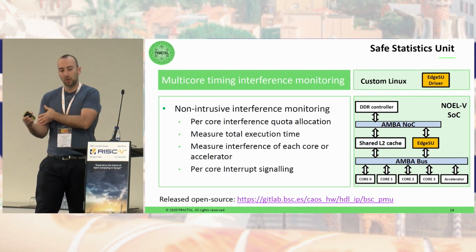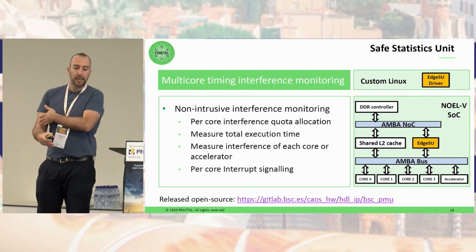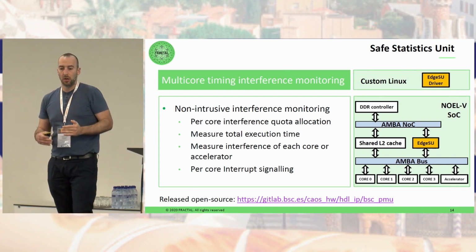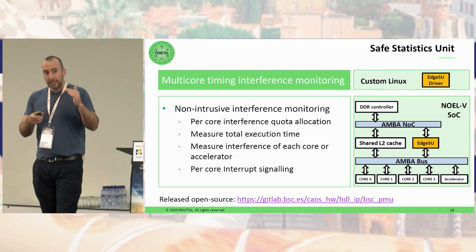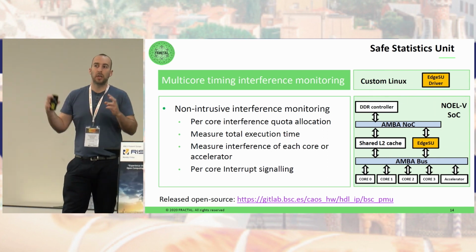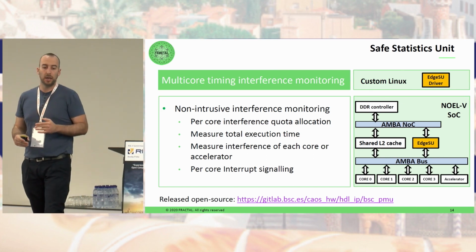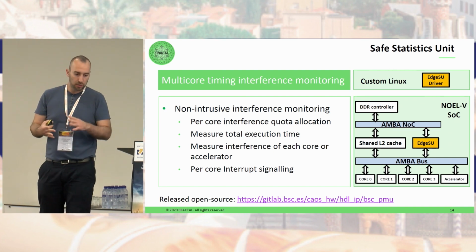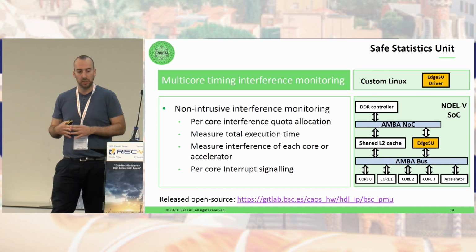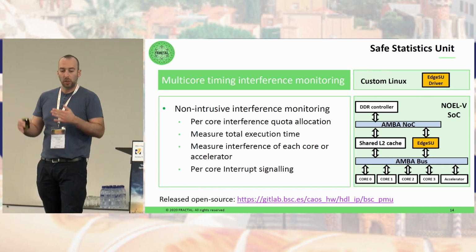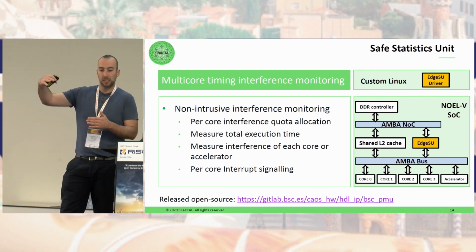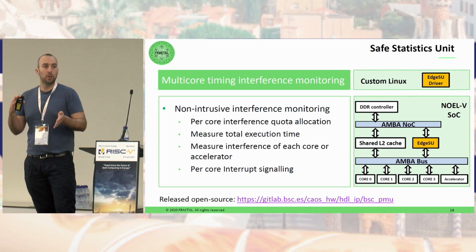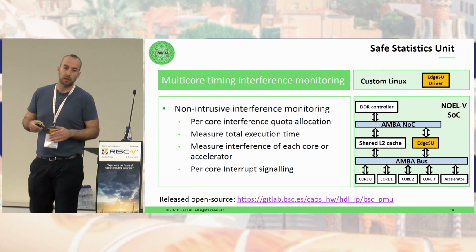Here the multi-core timing interference monitor is important: when you execute the functionality, you are in the top layer, the application layer, and you run it on the hardware. There are a lot of layers in between, so you have to guarantee that those execution times are performed in the correct manner. This is why this is important, as you can trace interference, quota allocation, measure total execution times, measure interference of each core and accelerator, and interrupt signals per core. All this information can be put into this HCU driver, taken and analyzed, and if a fault occurs or the computational time is not correct, then you can address it.